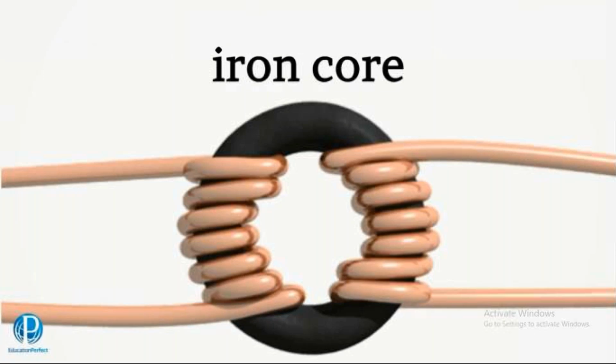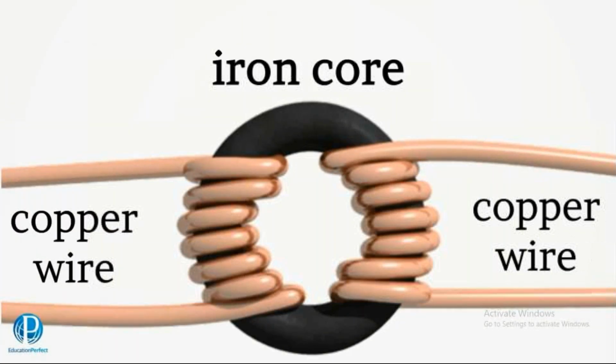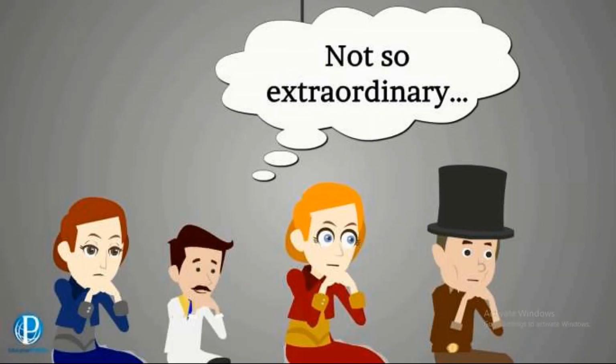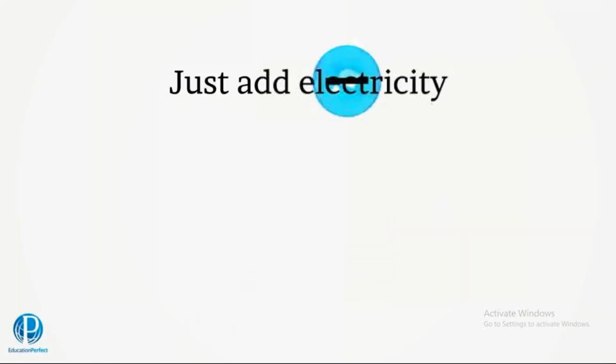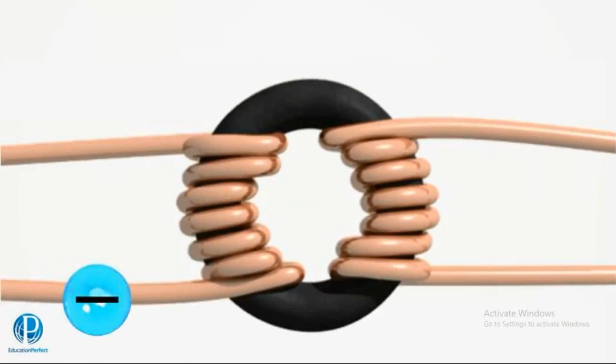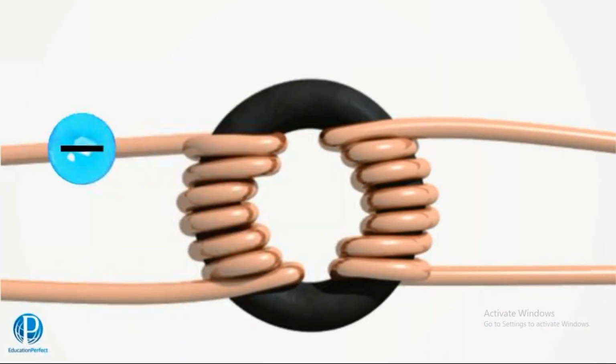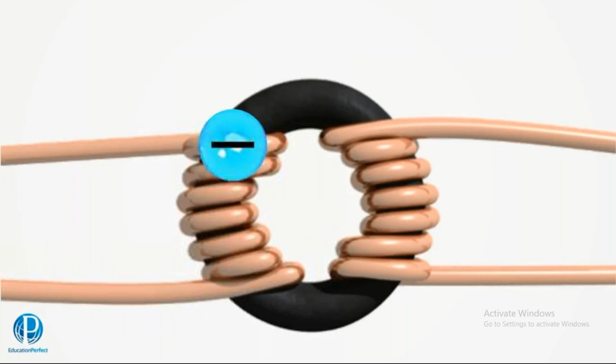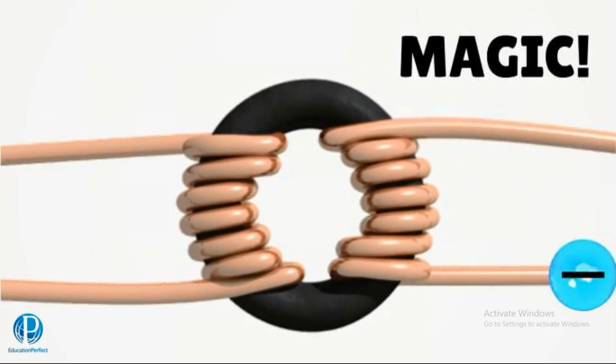In one of his first public demonstrations, Faraday took a simple ring of iron and wound two pieces of copper wire around it. Nothing so extraordinary about that, thought the gathered audience. But then he added the key ingredient, electricity. When one of the wire coils was connected to a battery, or a voltaic pile as they called it back then, an electric current flowed through it. But here's the funky part. There was also a current in the second coil.